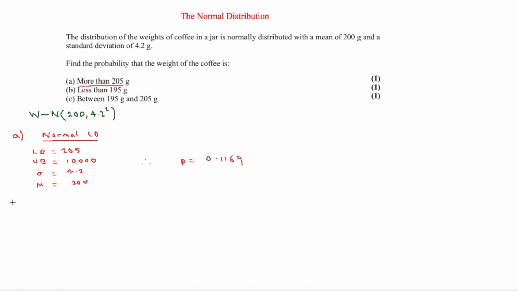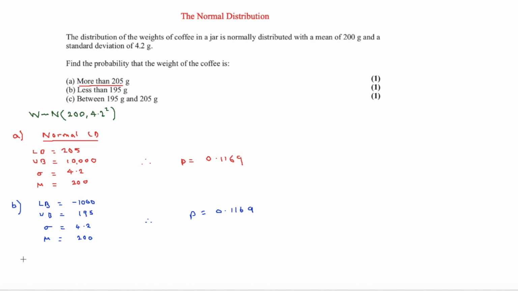Now for part B, we're using normal CD again. This time it's asking for less than 195. That means our lower bound is going to be something extremely low, say minus 1,000. The upper bound is going to be 195, because when it's less than, our upper bound is that number. The standard deviation is 4.2 and the mean is 200. Pressing equals, we also get P equal to 0.1169, which shows the symmetry of our normal curve.